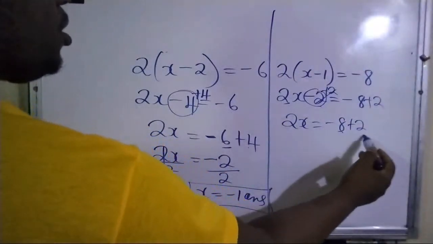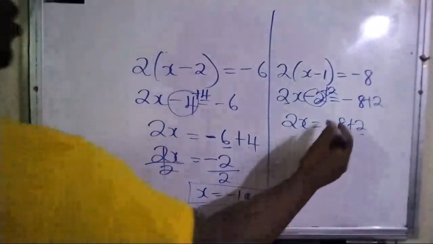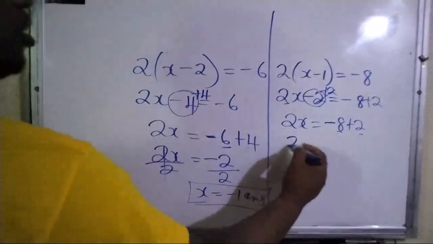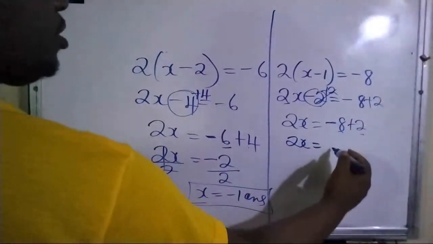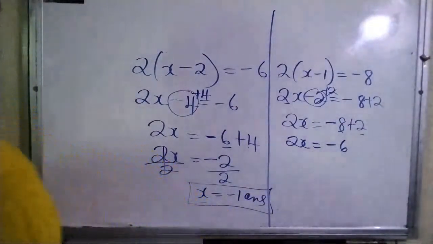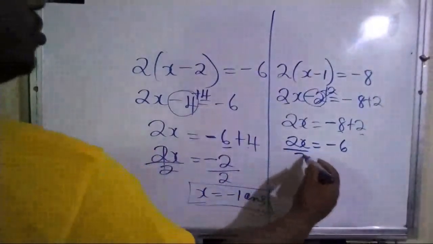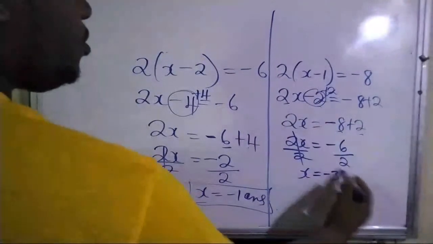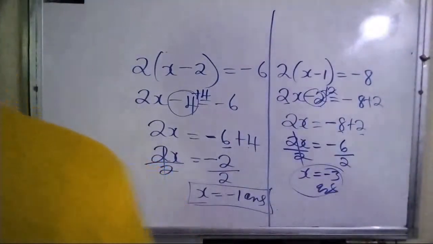Now this, one is negative and one positive. The only time we add them is when the signs are the same. Once the signs are different, we subtract. So it will be 2x equals negative 8 plus 2, that gives us minus 6. And then we divide by 2. So guys, sharpen up on that. So x equal negative 3. Sharpen up on that, alright?